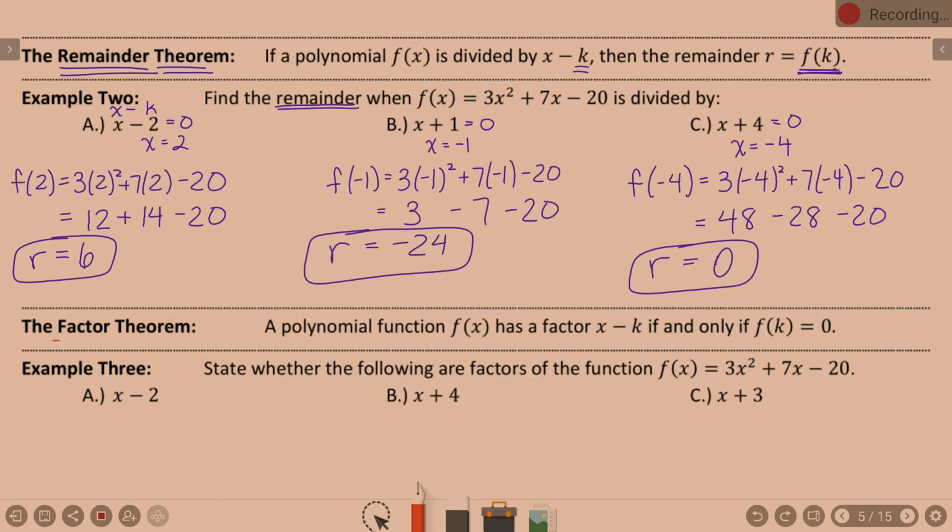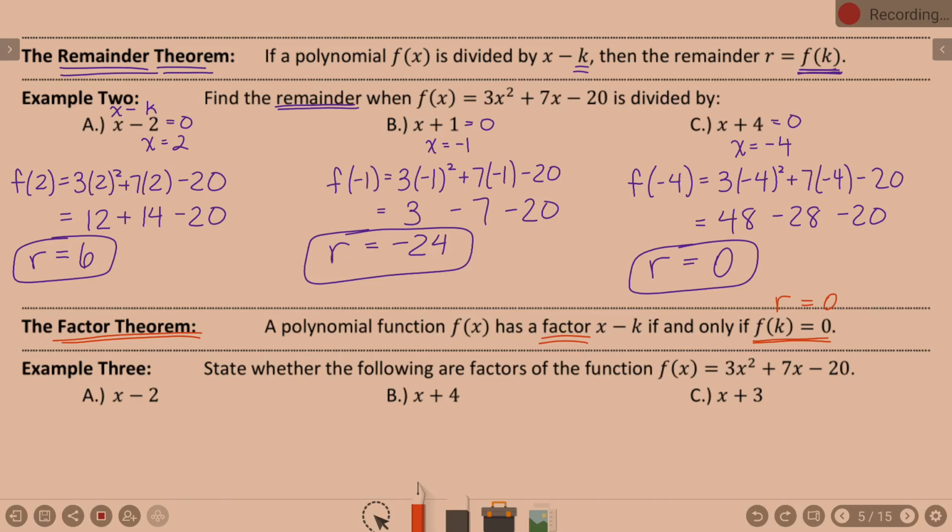Factor theorem. Remainder theorem gives us an easy way to find the remainder. The factor theorem says a polynomial function has a factor if and only if f of k equals 0. What's f of k a fancy word for? The remainder. That's your R. So this is saying that something is a factor if the remainder is 0, because factors are numbers that divide into something evenly, right?